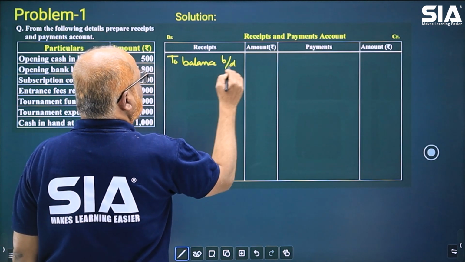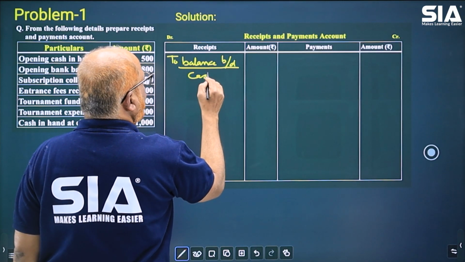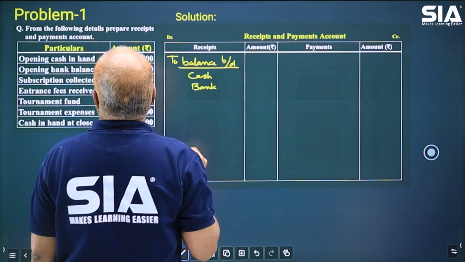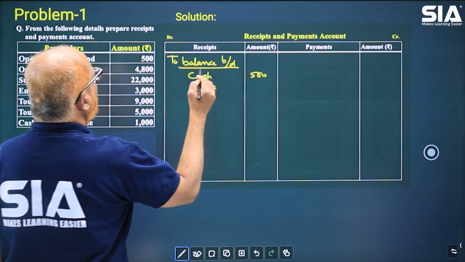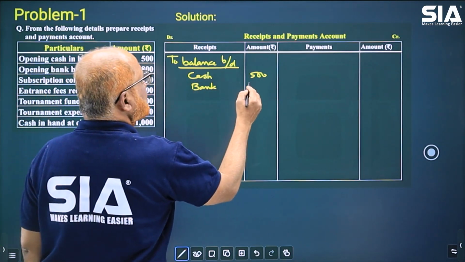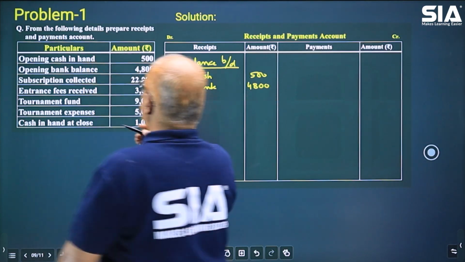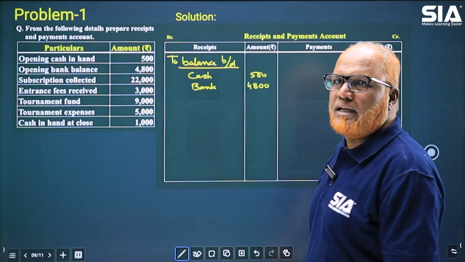brought down cash and bank. Cash balance is 500 and bank balance is 4,800. So here opening cash balance is given 500, opening bank balance is given 4,800.